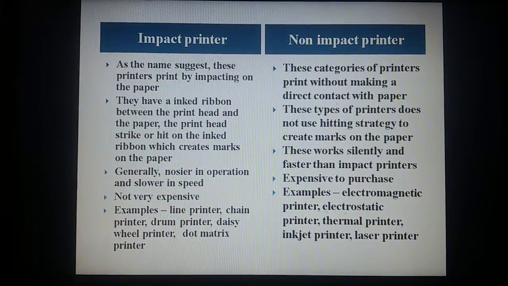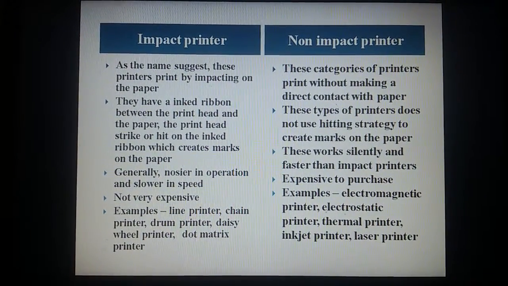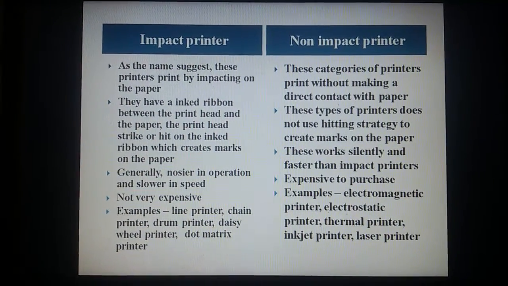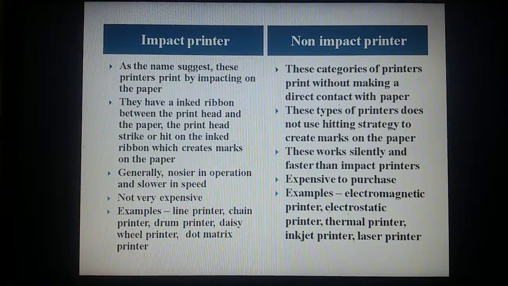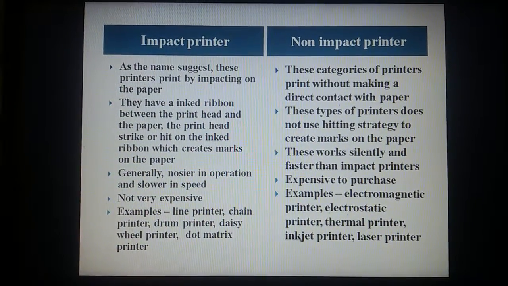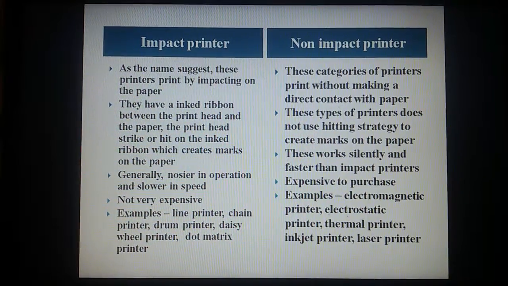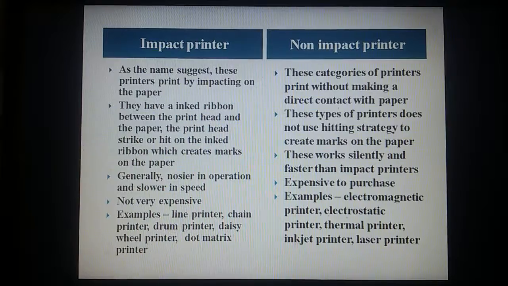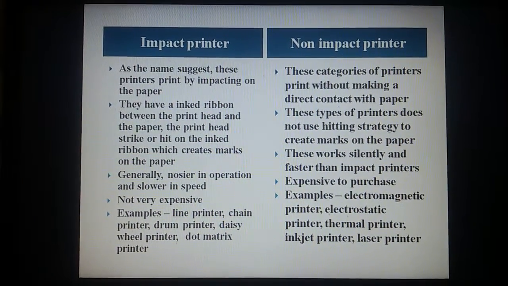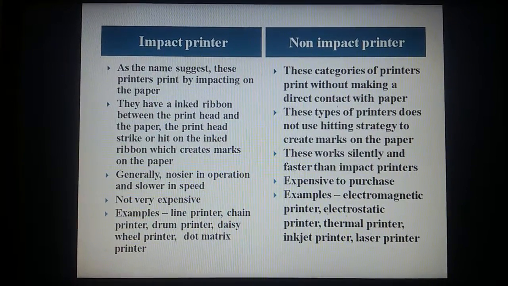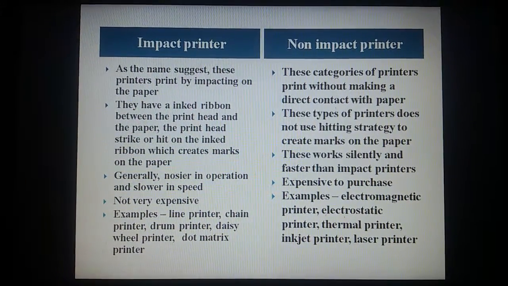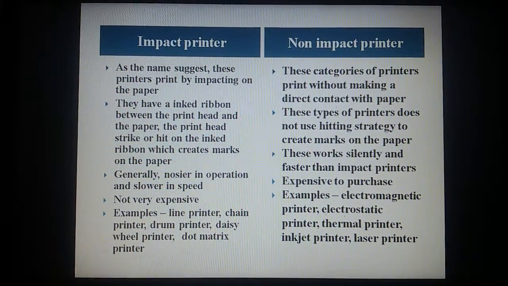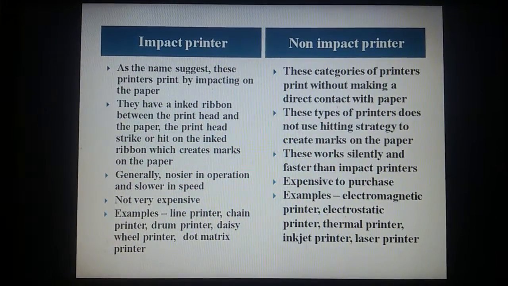Now let's understand the difference between impact printer and non-impact printer. First, we will discuss impact printers. As the name suggests, these printers print by impacting on the paper. They have an inked ribbon between the print head and the paper. The print head strikes or hits the inked ribbon which creates marks on the paper. Generally noisier in operation and slower in speed. Not very expensive. Examples: line printer, chain printer, drum printer, daisy wheel printer, dot matrix printer.